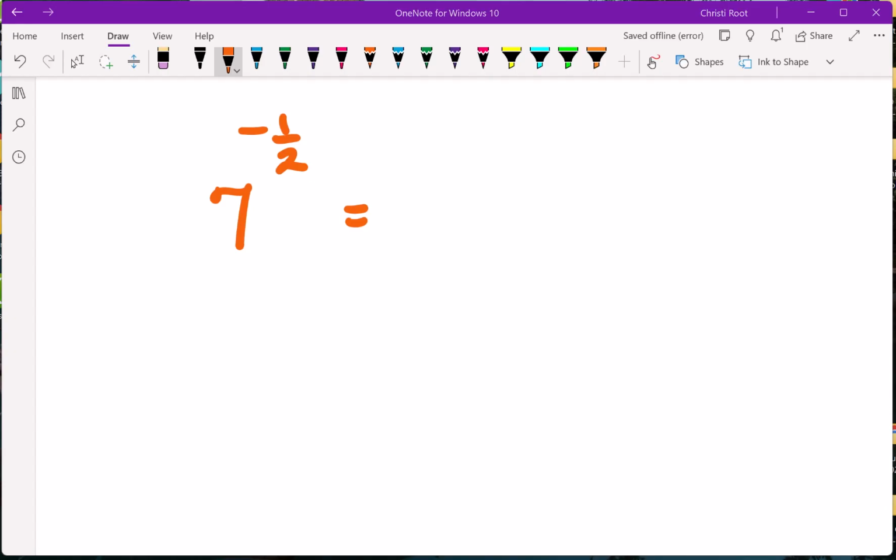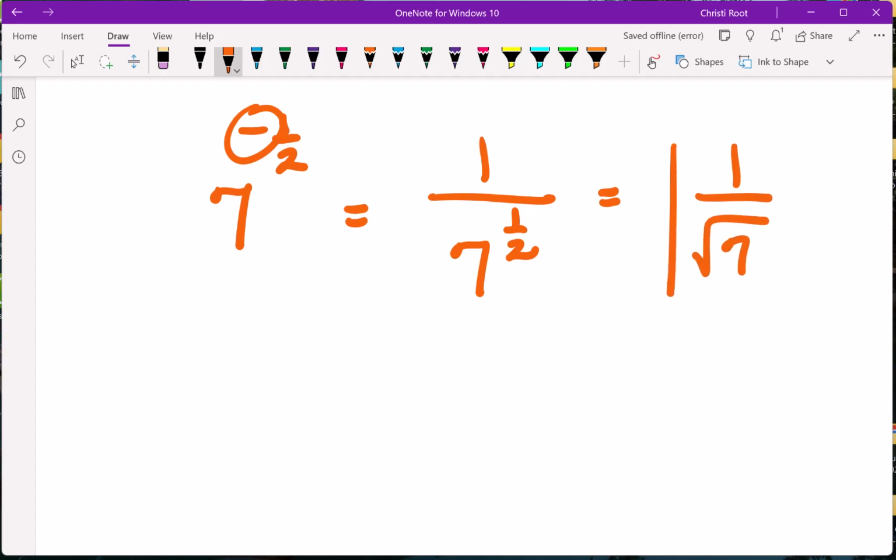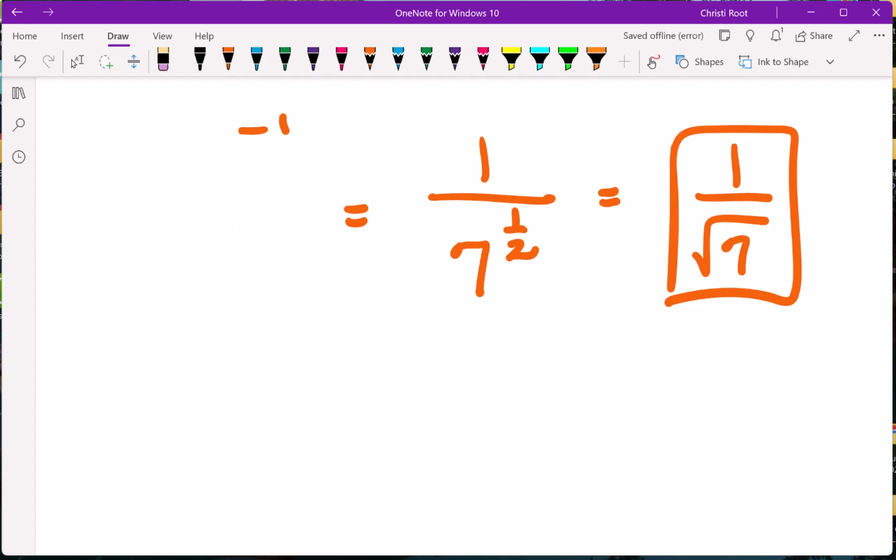So here's what you do. If you notice a 7, we're going to put it in the denominator. The only thing that changes is your sign. So that's going to be positive 1/2. And then the last step is for you to change that 7 to the power 1/2 to the square root of 7. So that's how you work that one out. Let's make it a little bit more difficult.